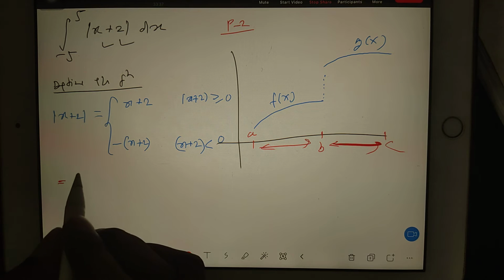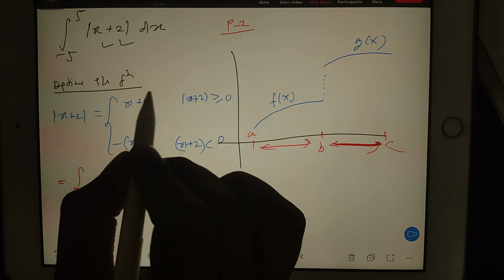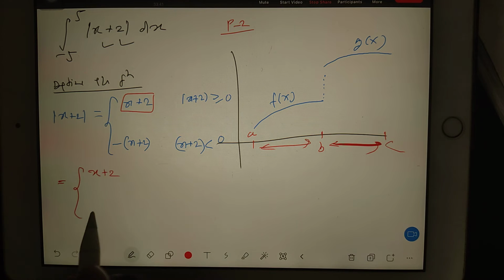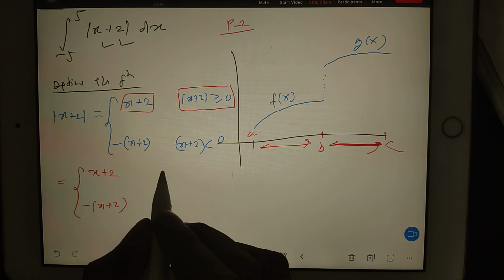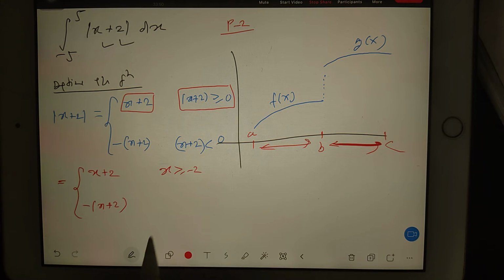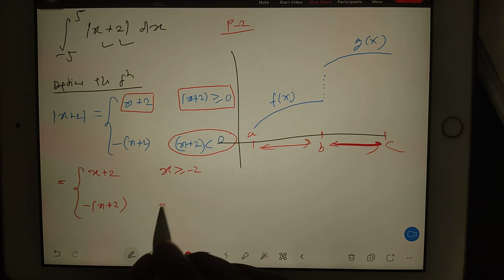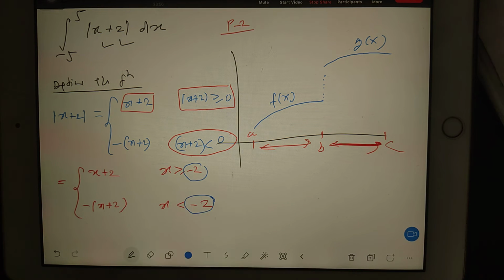Now after that, what will you do? You will further define this: x plus 2 you will write as it is here, and this minus (x plus 2) you will write as it is here, and from here you will find out that x is greater than or equal to minus 2, and from here you will find out that x is less than or equal to minus 2. Then this minus 2 that you are seeing here became your critical point. Critical point means this point. There you will break your integration.